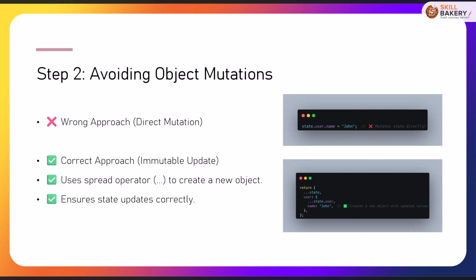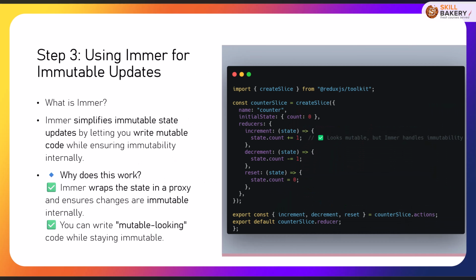The next is avoiding object mutations. So the wrong approach as shown over here is the direct mutation. If you see, we are directly updating state.user.name = 'John', which mutates state directly. The correct approach is to go the immutable way, using the spread operator to create a new object. It ensures state updates correctly. So here we have our state using the spread operator, and then over here we are creating a new object with updated values.